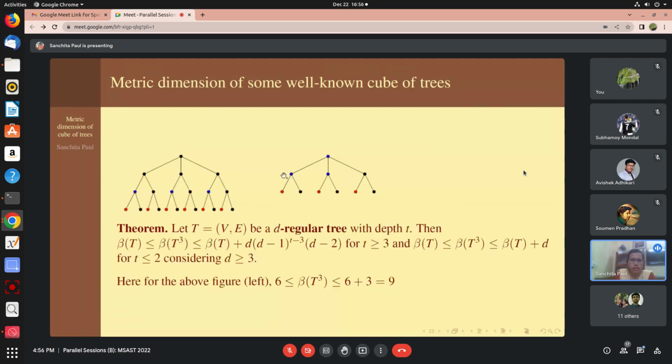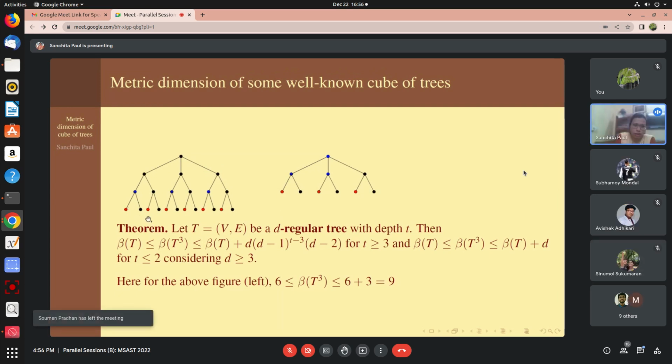Next is the d-regular tree with depth t. D-regular means every vertex must be of degree d. In this case we need to pick all the vertices from the t-th depth except one, and we also need to pick, except one, all the child vertices from each of the ancestors at the (t minus 2)-th level, that means the blue vertices that are in the (t minus 1)-th level.